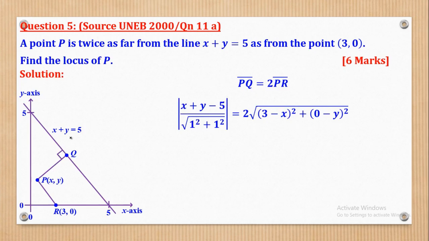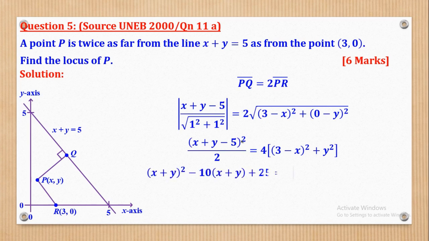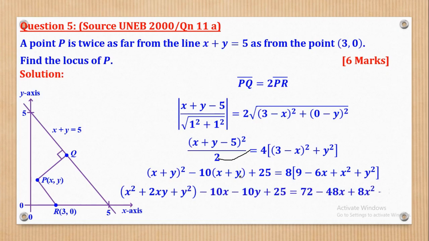Then this PR is the distance between 2 points. So use this formula, change in x squared plus change in y squared, everything under square root, but you have to maintain this 2. Then you shall square both sides. When you square both sides, we'll come up with that. Then next is to also cross multiply. This one goes this side, and expand to come up with that. And lastly is to collect like terms to come up with this as the required locus.